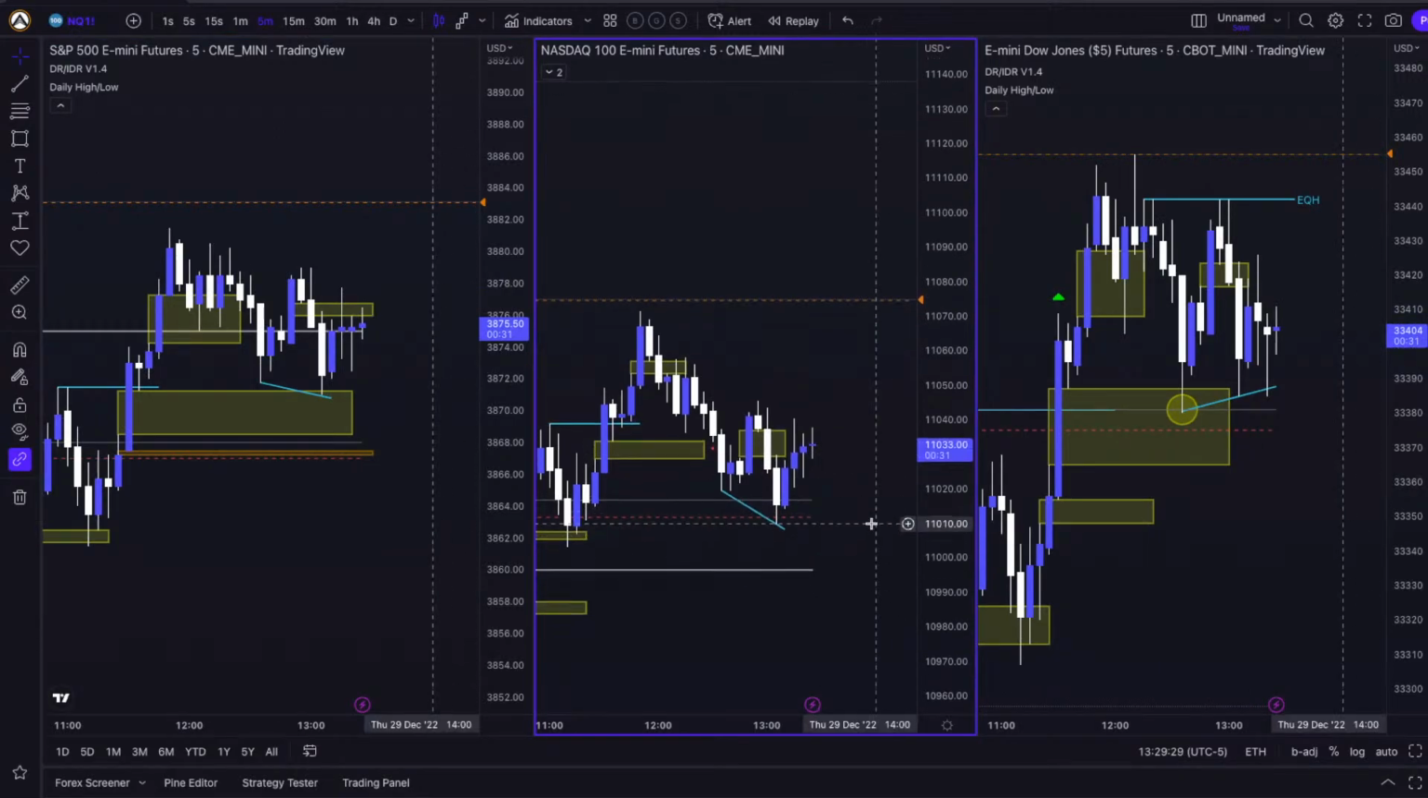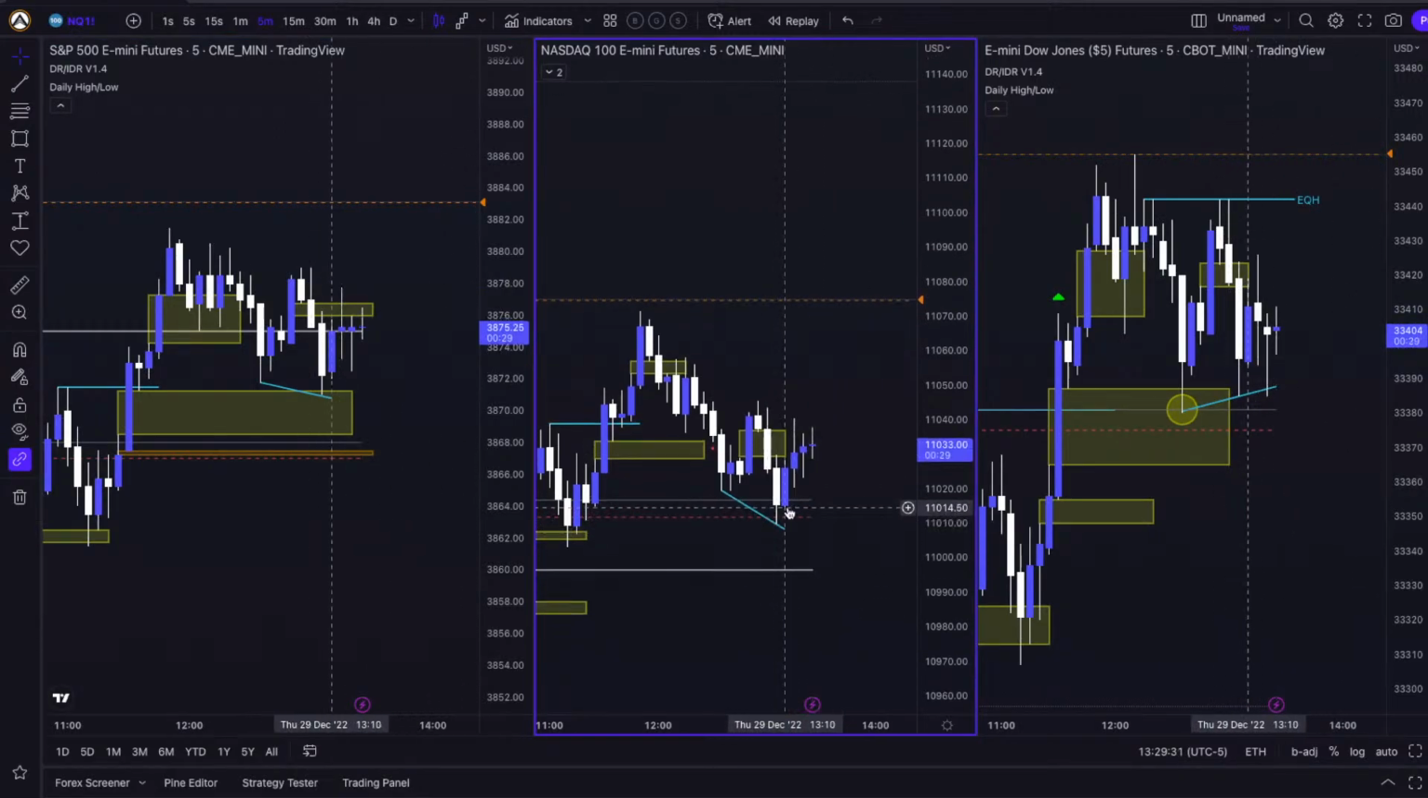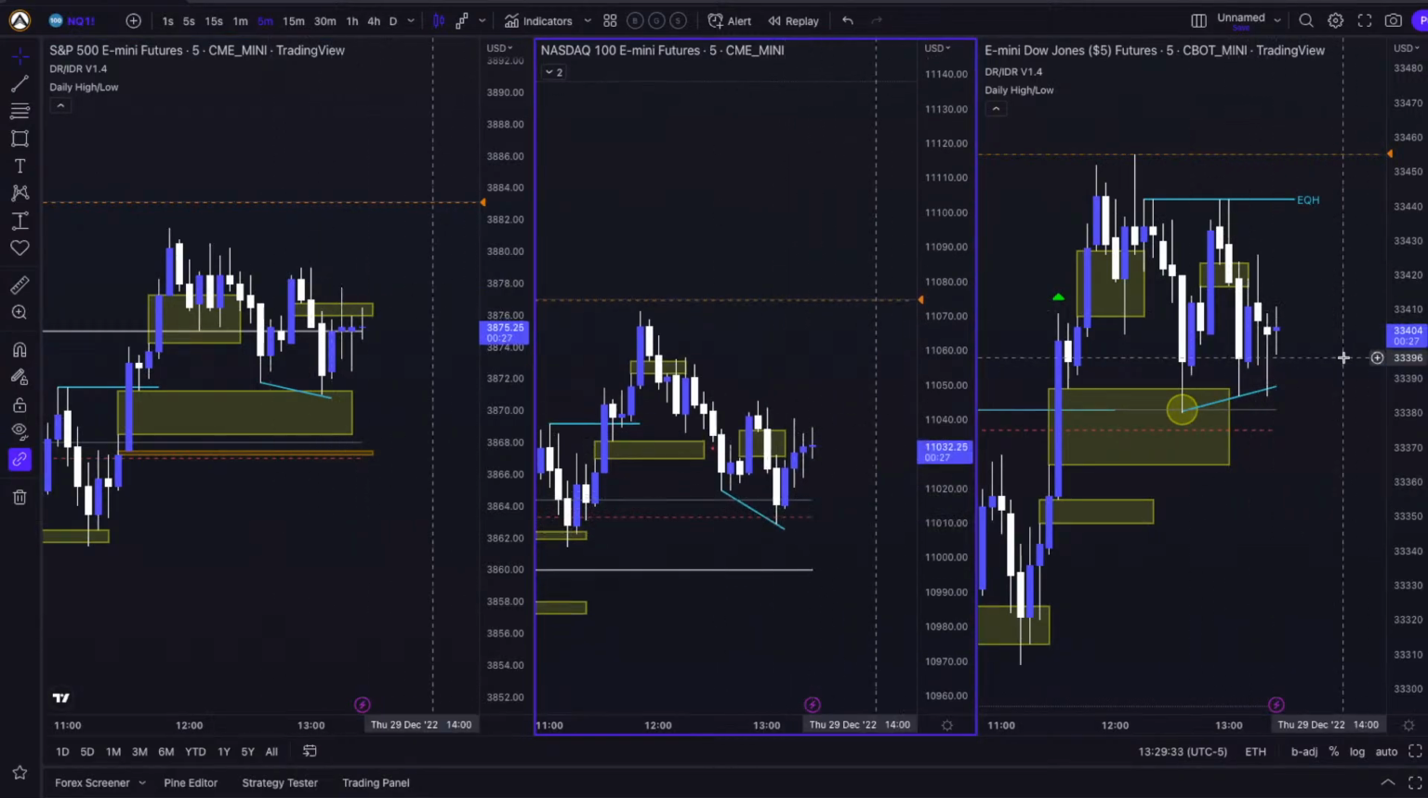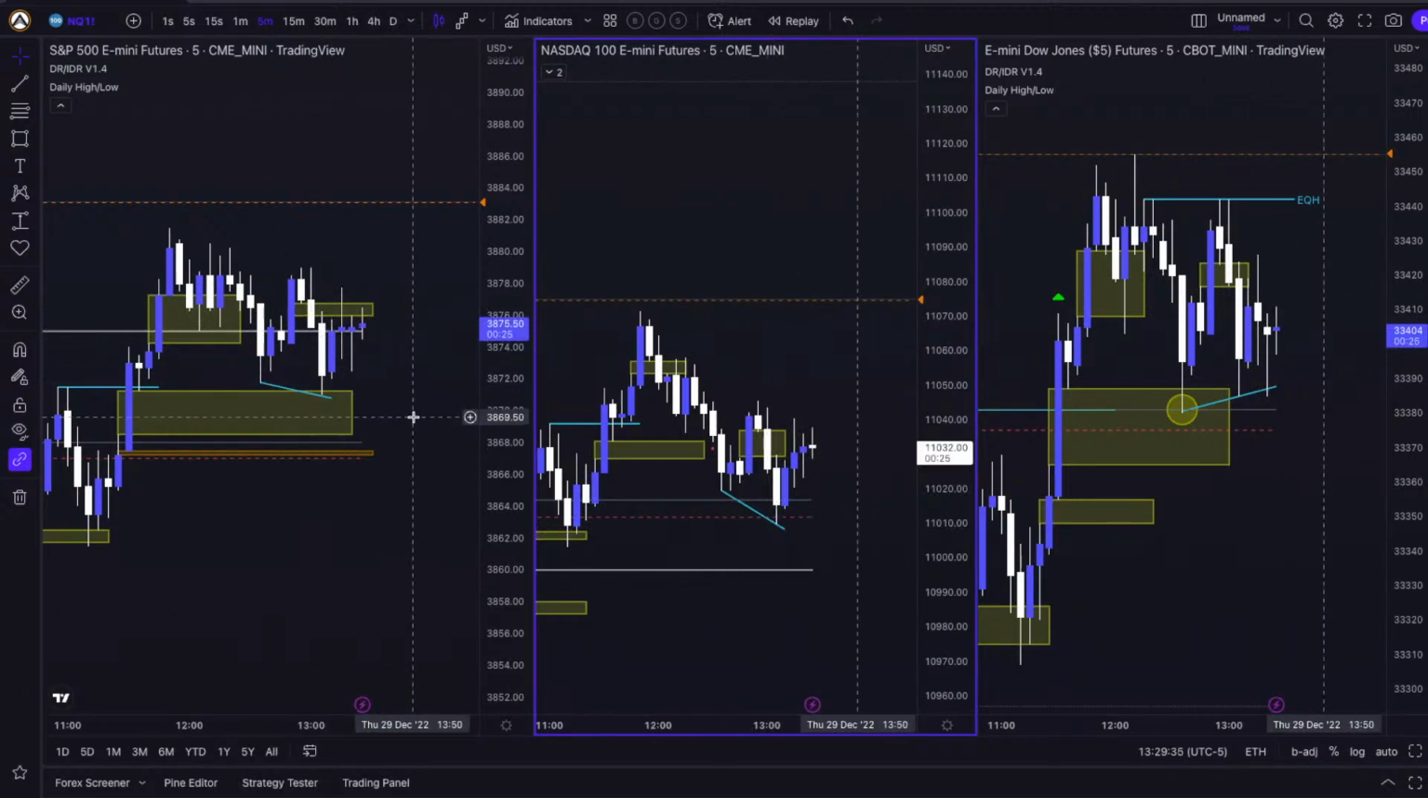So let's see if this IDR bounce is going to work out here on NASDAQ. I'm not going to sit through this consolidation anymore.